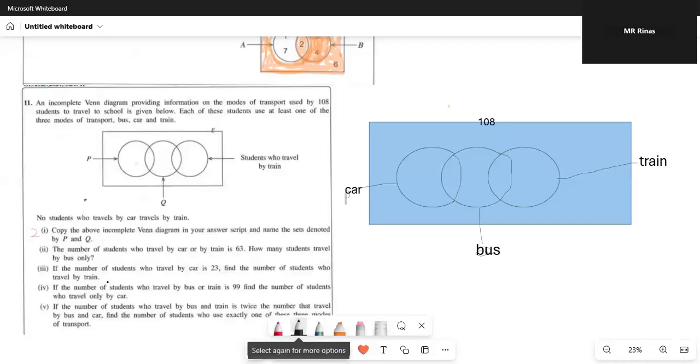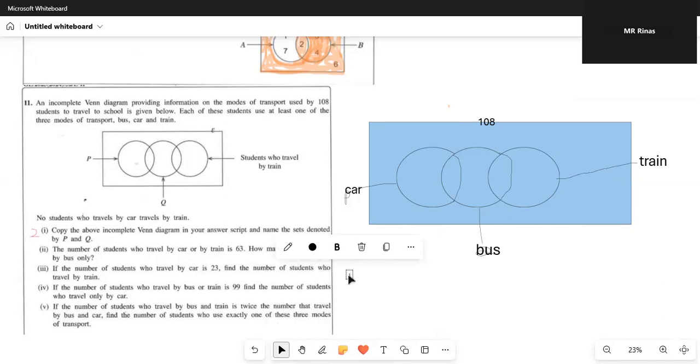Now we'll come to the second question. The number of students who travel by car or by train is 63. So it might be this portion, right? Car or train. Okay, the sum of these two circles will be 63. How many students travel by bus?